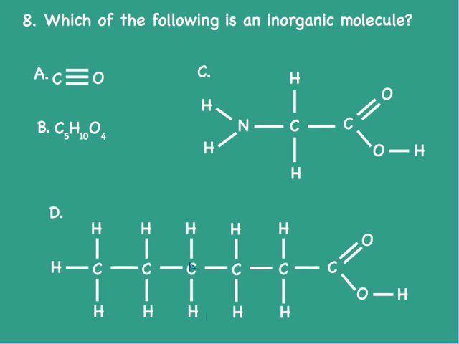All of these are organic, but carbon monoxide, A, is an exception, and so is carbon dioxide, the hydrogen carbonates, and the carbonates. Anything else that contains carbon, with the exception of carbon monoxide, carbon dioxide, the carbonates, and the hydrogen carbonates, is classified as organic.